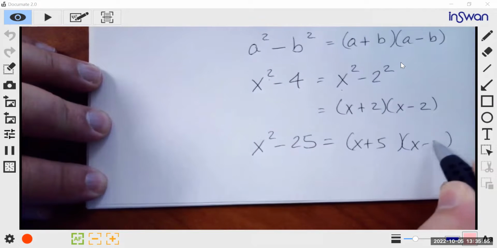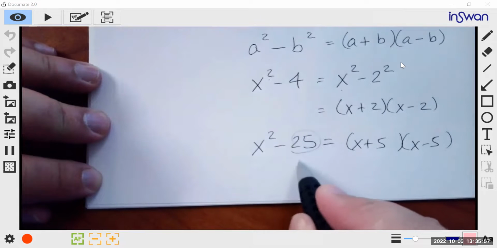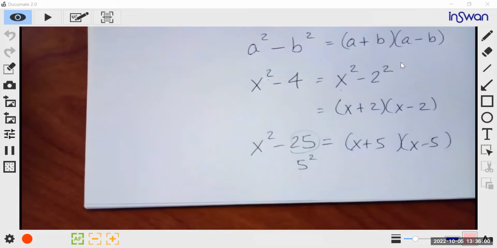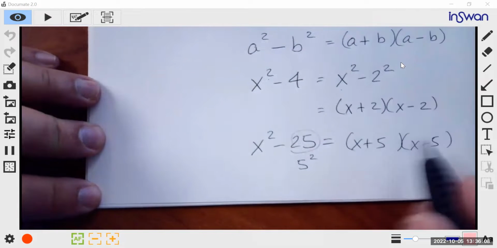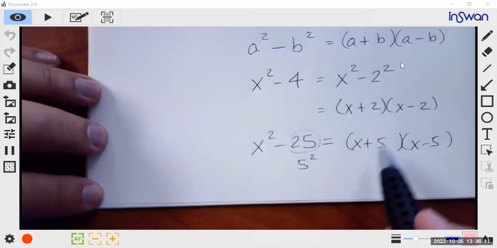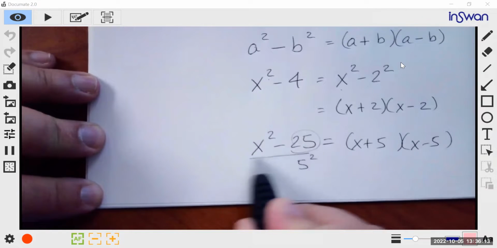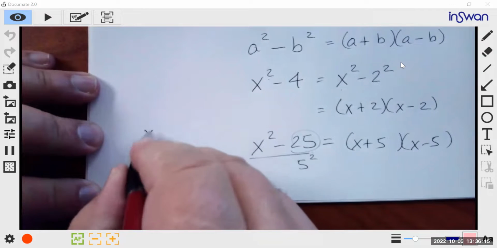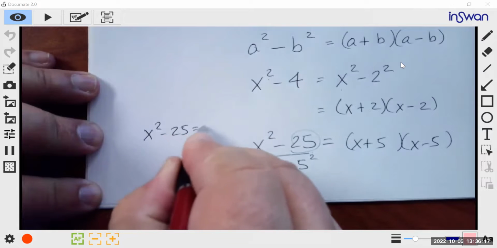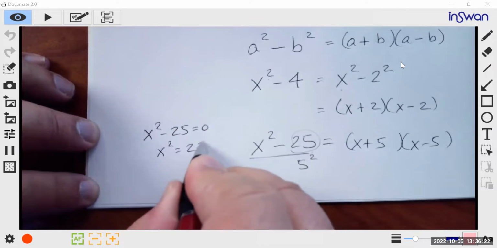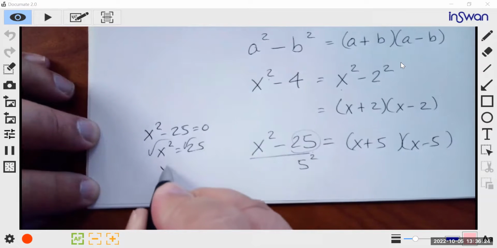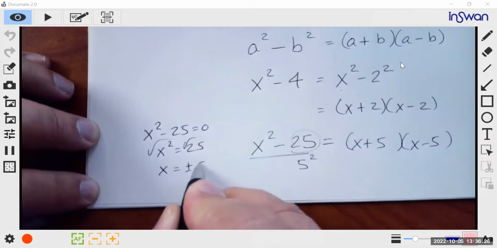Very good. Because 25 is 5 squared. Now, why does this work? Because if we took this equation here, x squared minus 25, and set it equal to 0, we'd have x squared equals 25, square root both sides, x equals plus or minus 5.